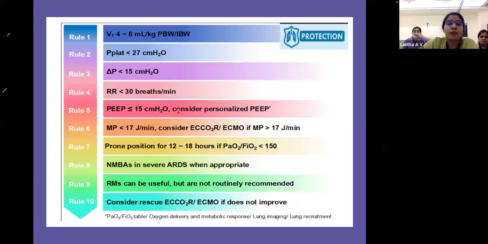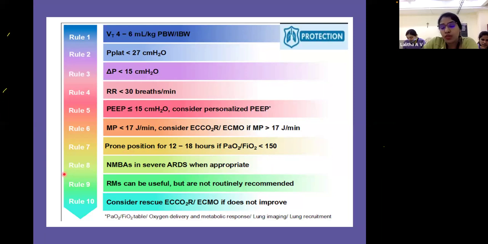Use personalized PEEP. Some children might benefit with 10 PEEP, another child might require higher PEEP. So personalized or optimal PEEP is the one which gives good oxygenation, good carbon dioxide clearance, and least hemodynamic instability. If you get an opportunity to calculate mechanical power, one can do that. Early proning is recommended up to 16 hours if PF is less than 150. Use wisely the neuromuscular blockades and recruitment maneuver.